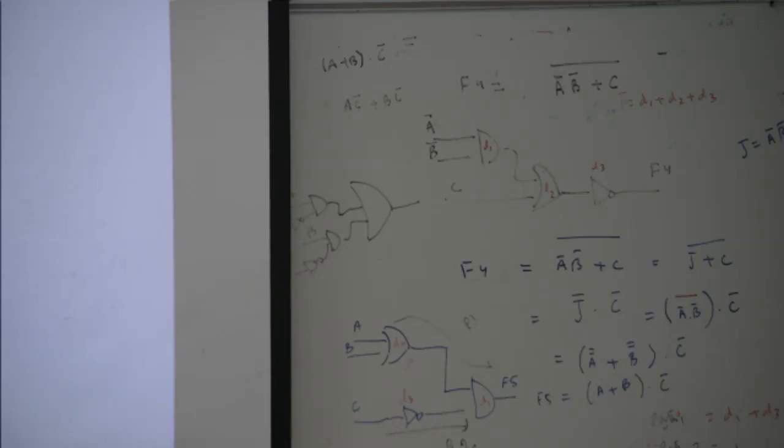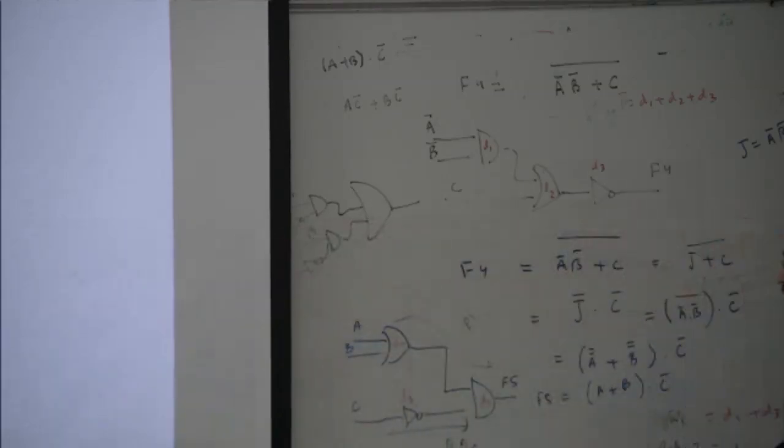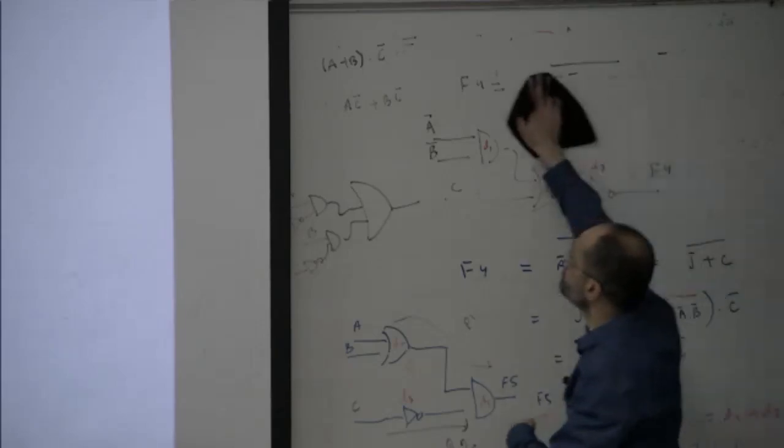Now how can we say that this is a universal gate? We can implement any kind of gate with the NAND gate, either the NAND gate or the NOR gate. I will explain this with an example.